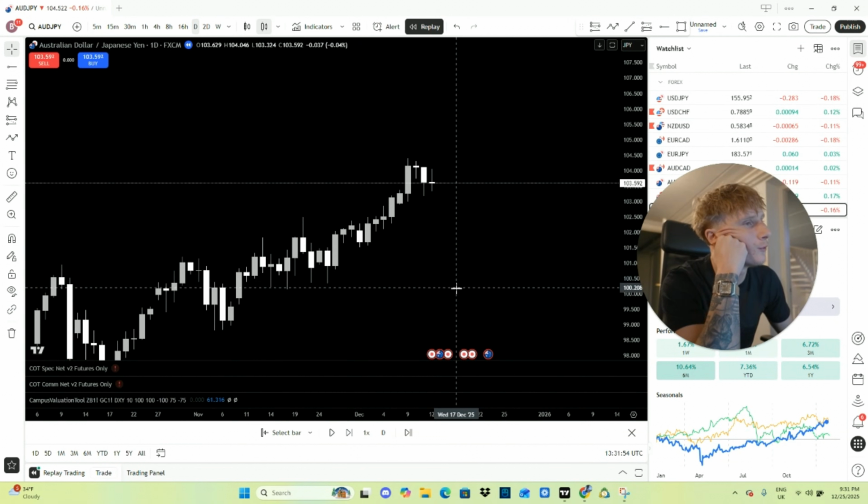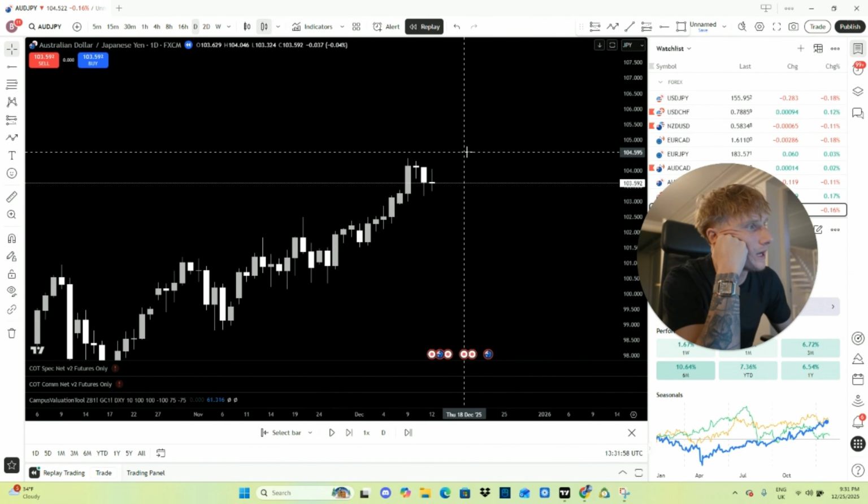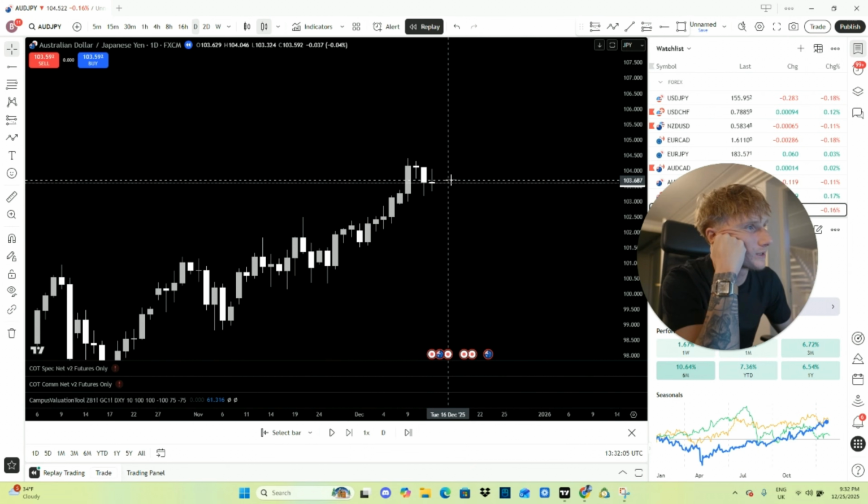Now let's take a look at another formation. So here we are on AUD JPY. And the good thing about this strategy is I've tried it on many different assets. But we'll get into that anyway. Let's just focus on the task at hand.